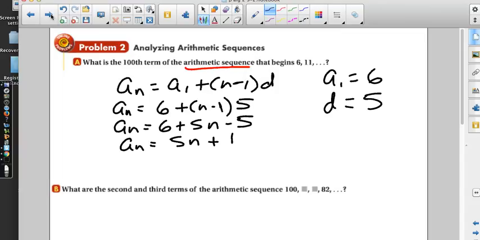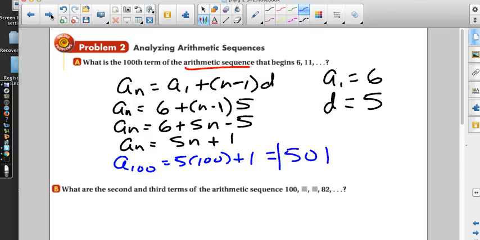So no matter what number term they want, we can now find it for them. Just so happens they wanted to know the 100th term. So as I'm writing this, I realize, well, I'm replacing n with 100. Because that's what the n stands for. It's what term do you want? So I need to do the same thing over here. And I can get the answer. 500 plus 1 is 501. Didn't even need a calculator. There it is. There's the 100th term.